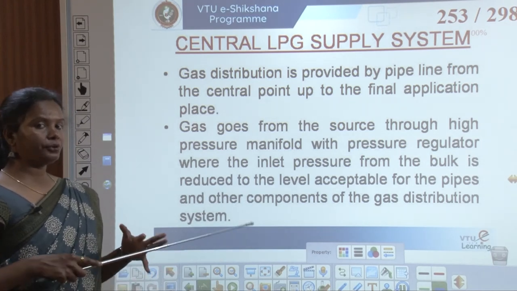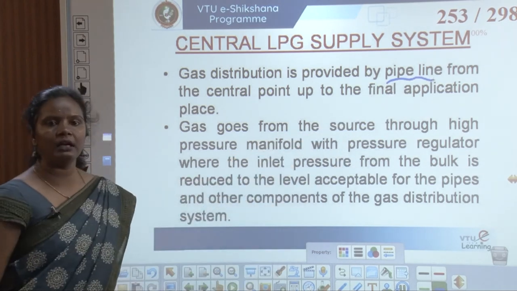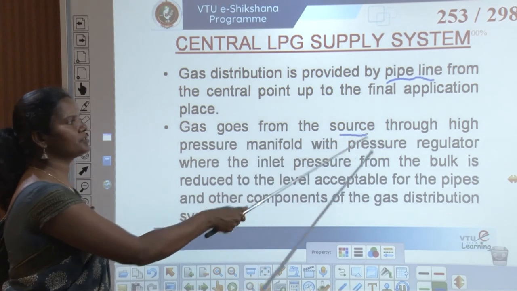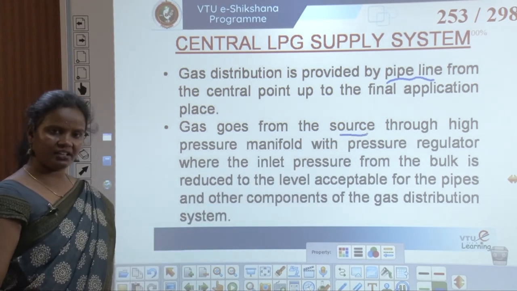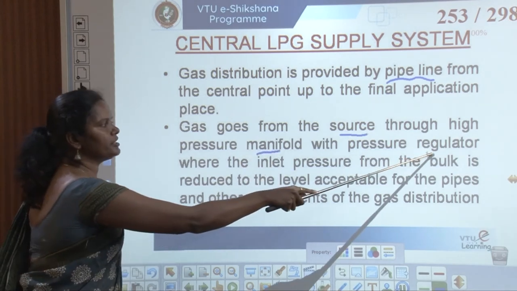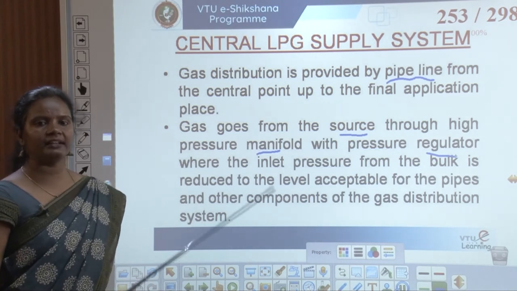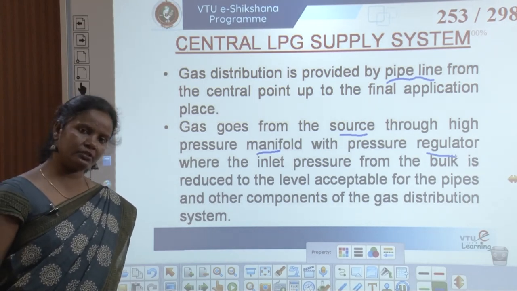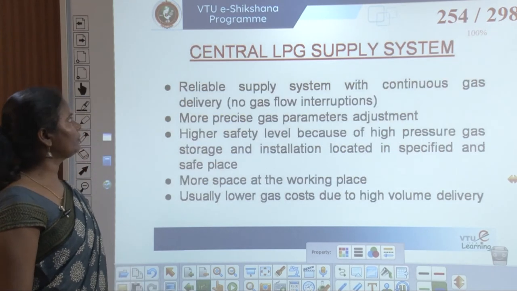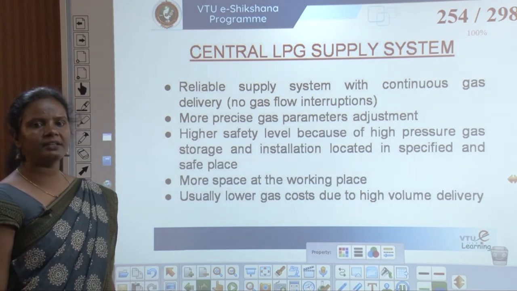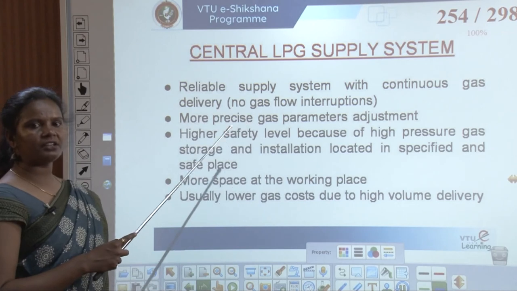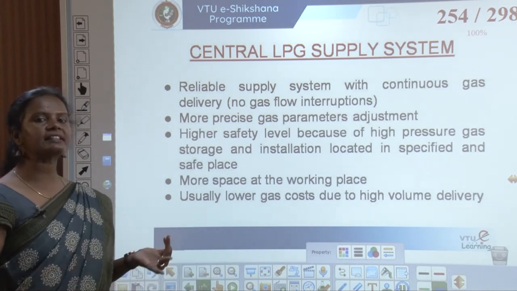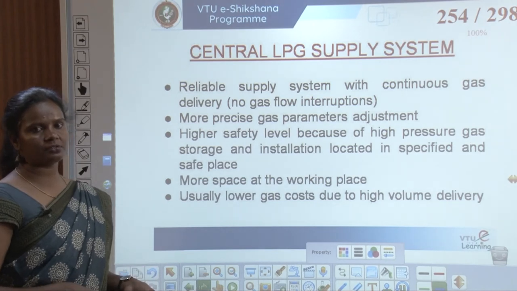So the gas is supplied mostly by pipeline from the central point up to the final application place. Gas goes from the source through a high pressure manifold with a pressure regulator. It needs to have a high pressure manifold. It also needs to have a high pressure regulator, where the inlet pressure from the bulk is reduced to a level acceptable for the pipes and other components of the gas distribution system. So the central LPG supply system is a reliable supply system with continuous gas delivery. It is very reliable because continuous gas supply will be there and there are no interruptions in the gas flow.